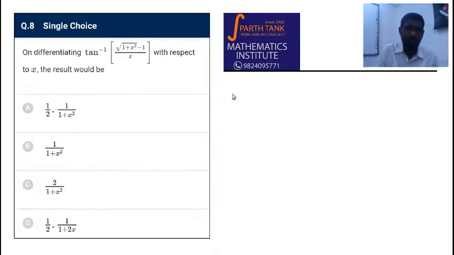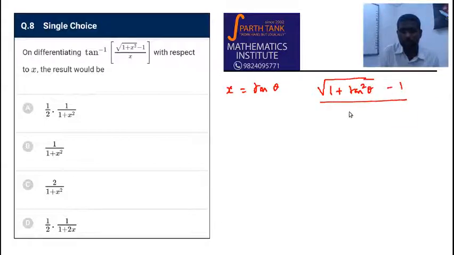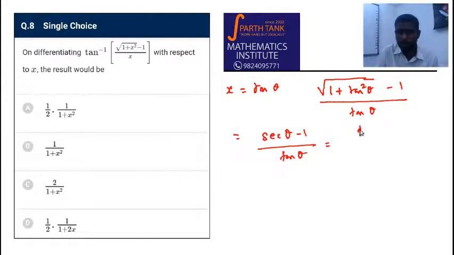On differentiating tan inverse of x with respect to x, the result would be. So this question, of course, we know differentiating this directly is going to be very difficult. So I take x is equal to tan theta and see how it gets simplified. So the term within the brackets is square root of 1 plus tan square theta minus 1 upon tan theta. This becomes secant theta minus 1 upon tan theta. This can be written as 1 by cos theta minus 1 by sin theta upon cos theta.